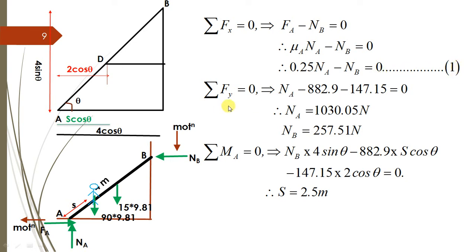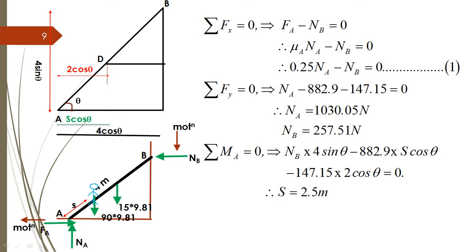Summation of Fy, summation of all forces in y direction. What are the forces? Weight of the ladder, weight of man, and NA. All three will be balanced by this NA. So plus NA minus 882.9 minus 147.15 is equal to 0. So from that you will get the value of NA. As NA is known to us, if you substitute this value of NA in this equation, you will get the value of NB, that is 257.51. Now NA and NB are known to us.